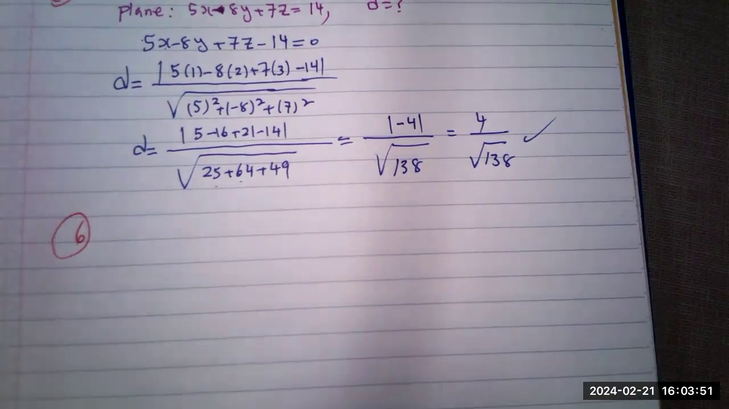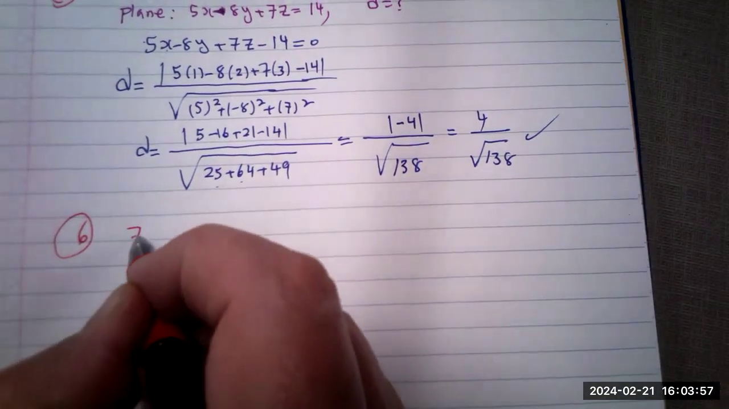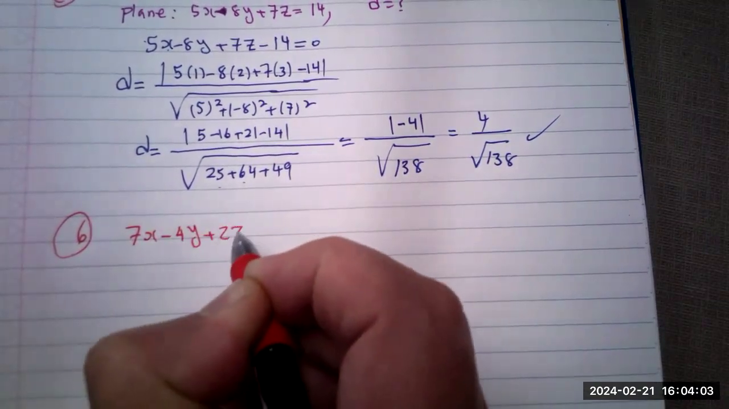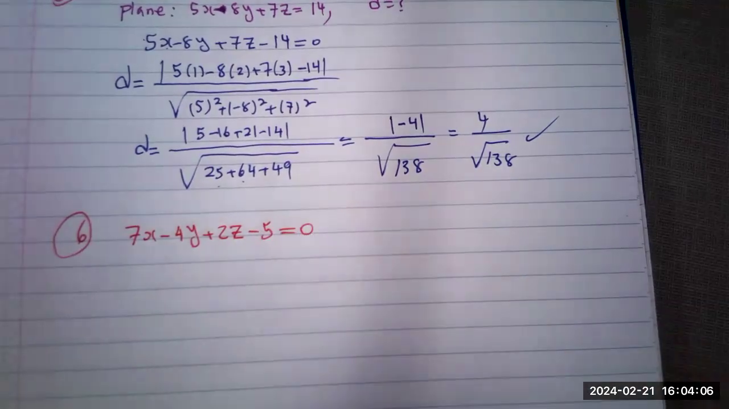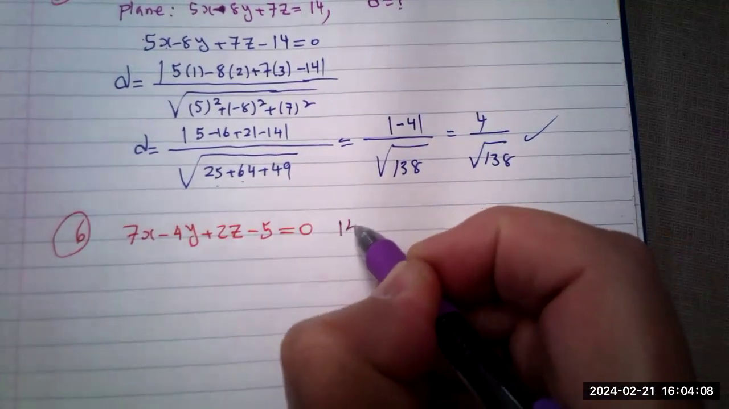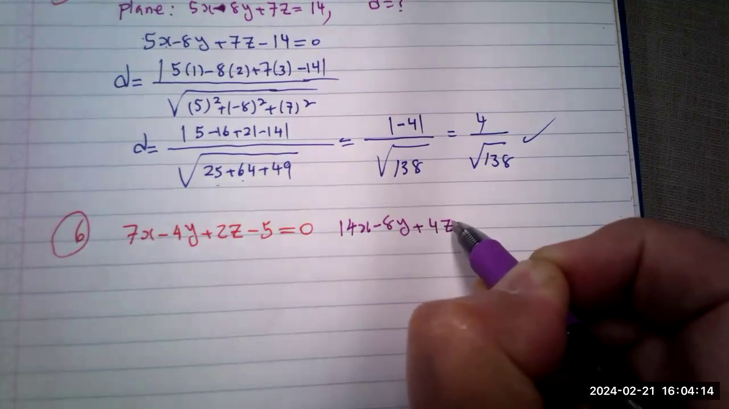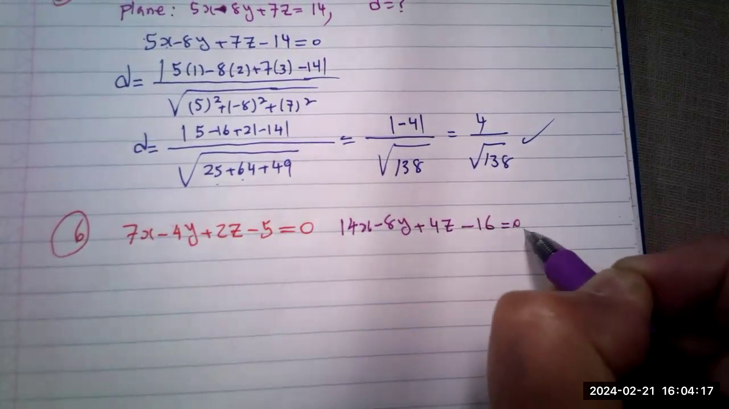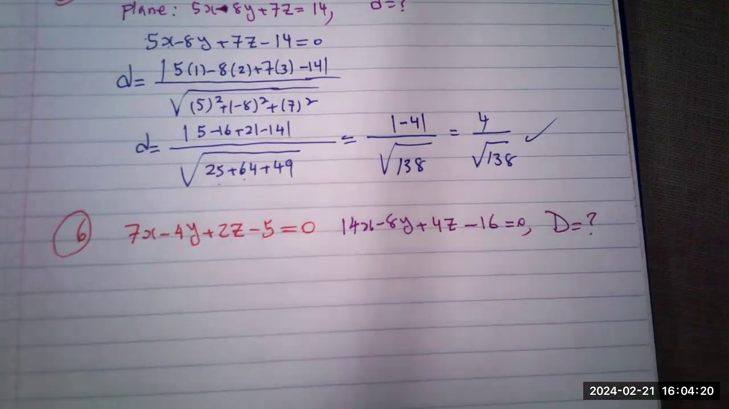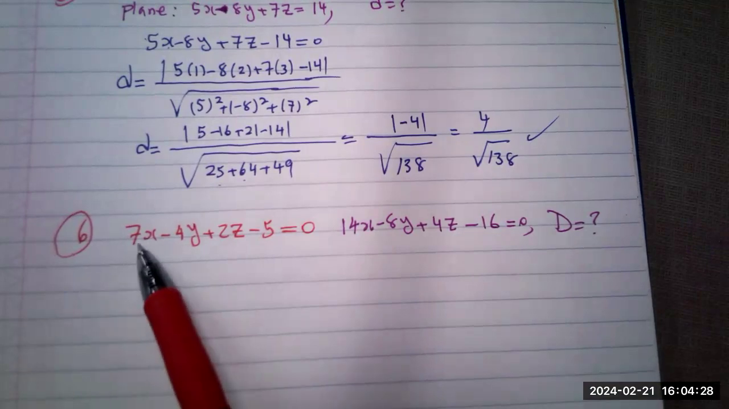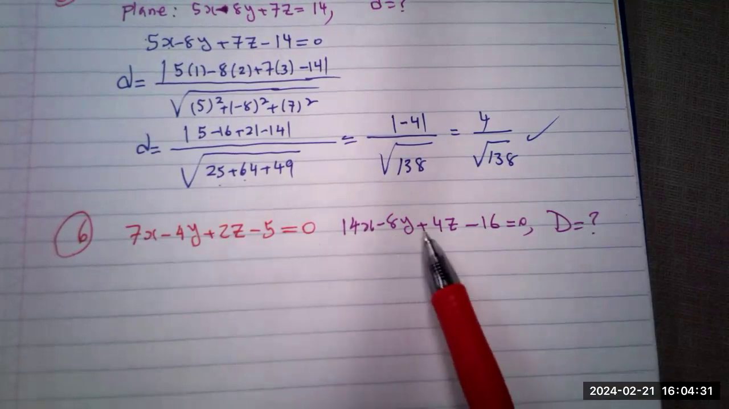Okay, checking number 6, distance between 2 parallel planes. So make sure that everything is ready. The first plane is 7x minus 4y plus 2z minus 5 equal to 0. The second one is 14x minus 8y plus 4z minus 16 equal to 0, and the d is missing. Check to make sure that it's ready. It's ready when the normal vectors are the same. It's not ready yet because this is 7, 4, 2, and that's 14, 8, 4.